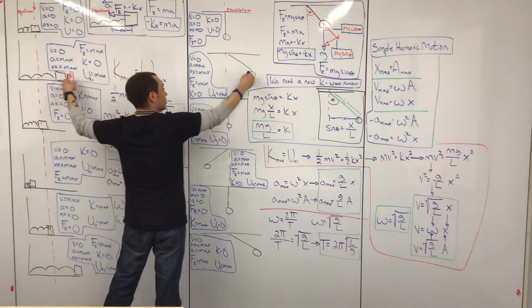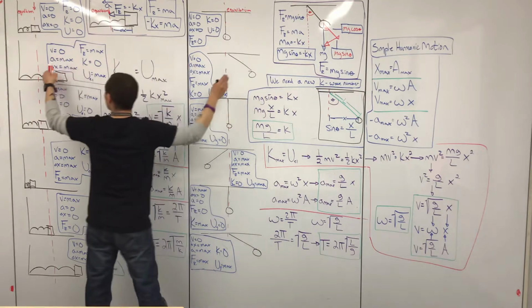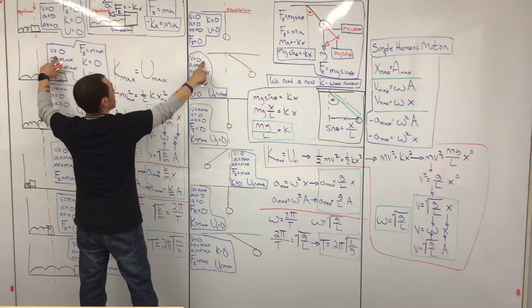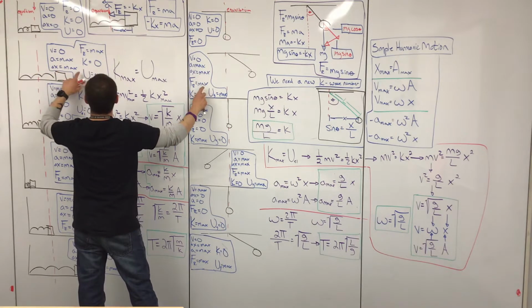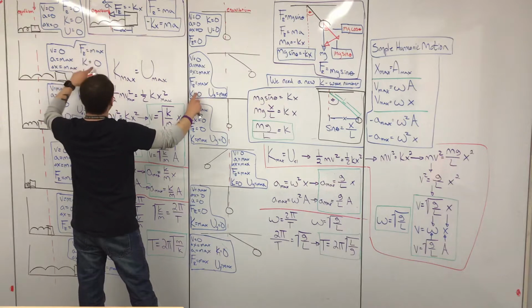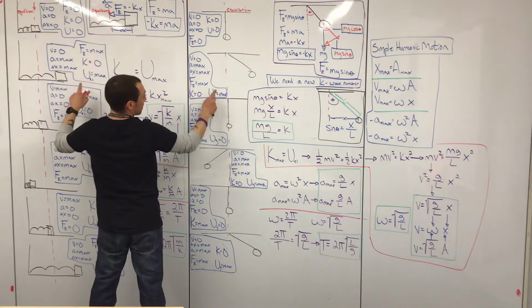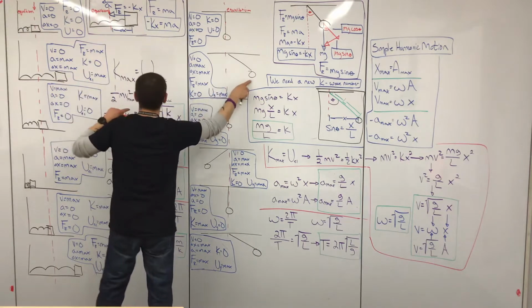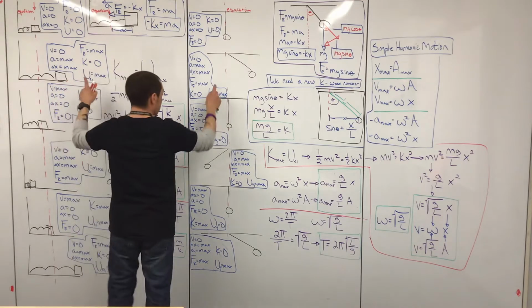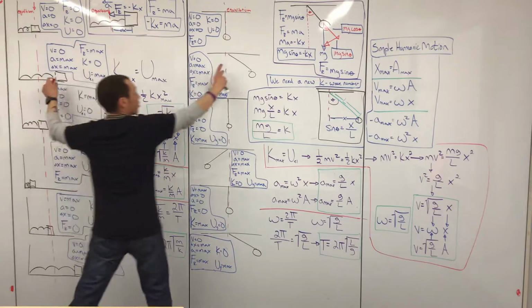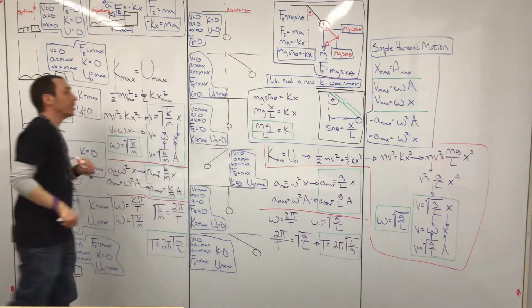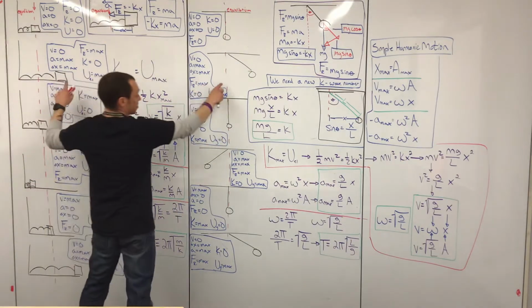So when we're furthest from equilibrium, whether it's a pendulum or a spring, velocity is 0, acceleration is max, displacement is max, restoring force is max, kinetic energy is 0, and the potential energy, whether it's gravitational for this or elastic for this, is going to be max. Again, when we're furthest from equilibrium, for both these systems, it doesn't matter.